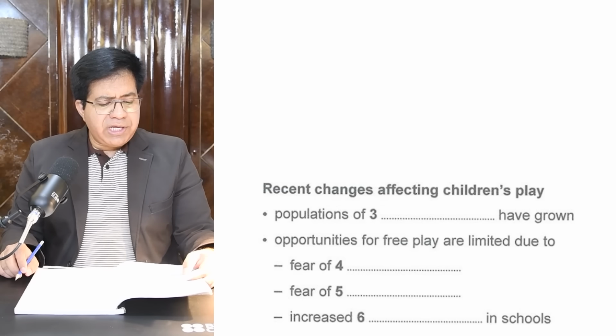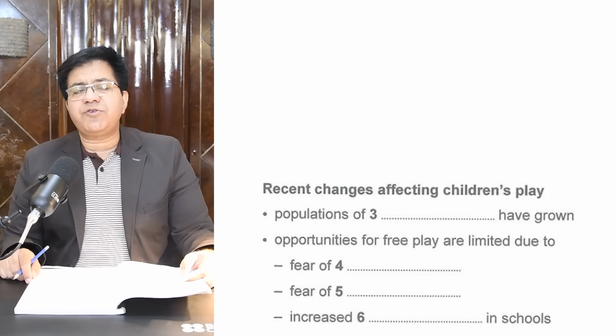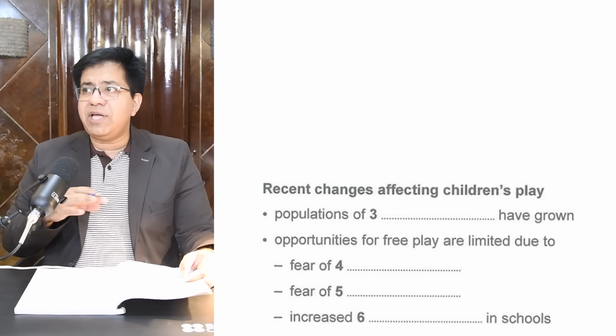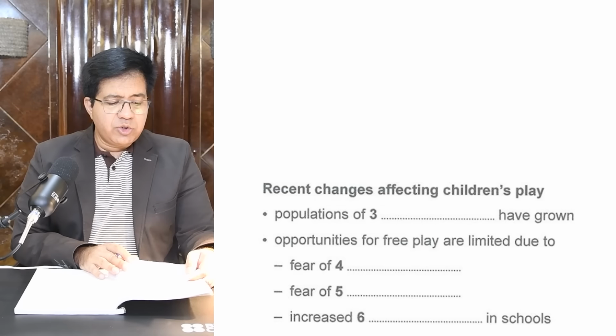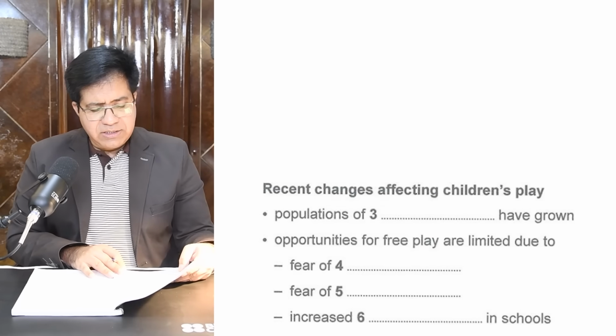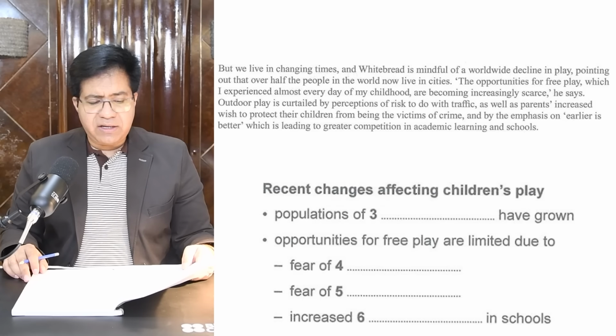Next, opportunities for free play are limited due to, and then there are 3 reasons, and all 3 answers will come in 1 or 2 sentences altogether. So fear of dash. Let's see what is the first fear. Same paragraph. I'm reading third line. Third last paragraph, third line.